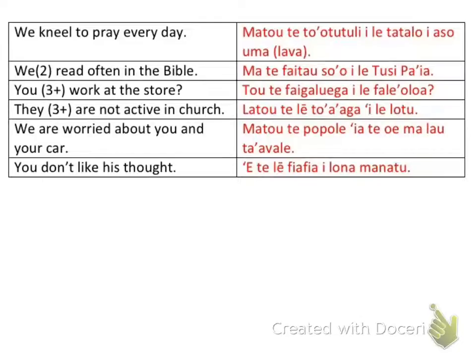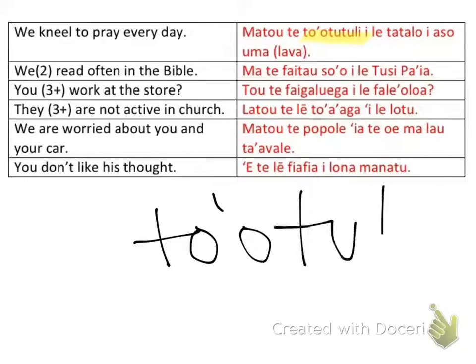So mato te to'otatuli. So this part right here, honestly, if you just said to'otuli, and you should have learned this earlier on in the course, but this is a good review if you weren't able to get it. To'otuli is the singular version of this, and the plural version of it is to'otatuli, the highlighted part. So since more than one person is kneeling down, it's to'otatuli. But if you just said to'otuli, then they would have understood. It just wouldn't be 100% grammatically correct. But that's not what we want to get at the beginning. We just want to be understandable.